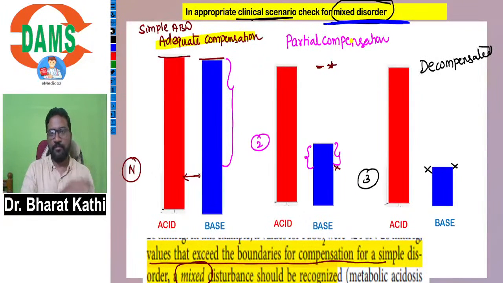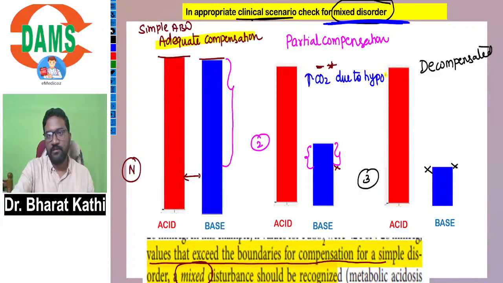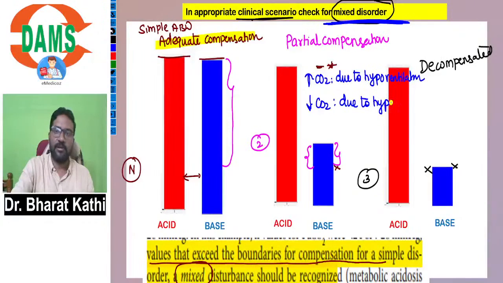And students were also asking me, sir, there was also something called hypoventilation and hyperventilation. See, always remember, an increase in CO2 in your body is due to hypoventilation. Whenever CO2 is decreasing in your body, the decrease generally happens due to hyperventilation. So the reason for CO2 retention is hypoventilation. The reason for CO2 washout is hyperventilation.